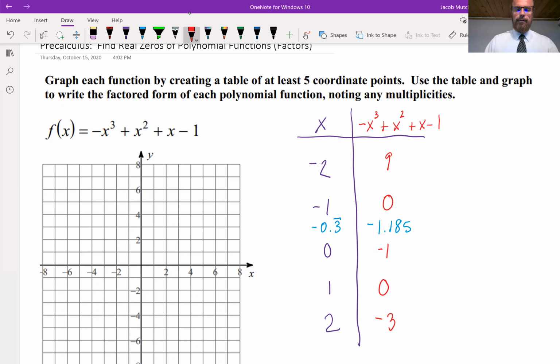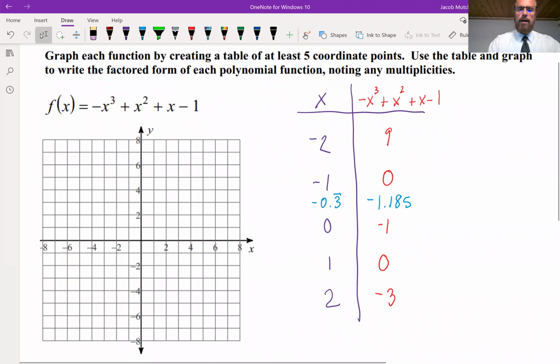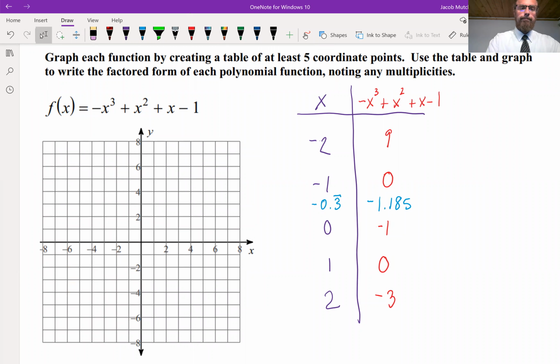So to finish that first task, I'm going to just plot these points and graph. So I do need to add a line here for 9. There's -2, 9. -1, 0. The minimum is at -1/3, -1.1. So I got to just estimate both of those x and y values. 0 is at -1, so we can see the function rising up a little bit. At 1, 0 hits the x-axis, then it bounces off again to -3.